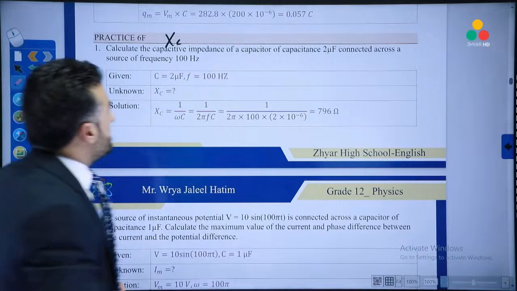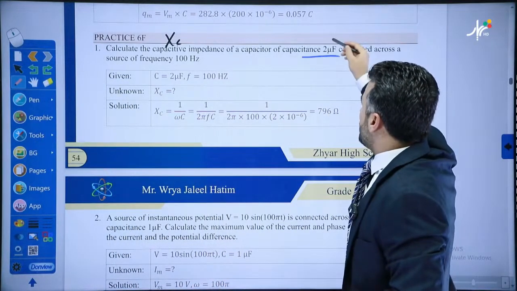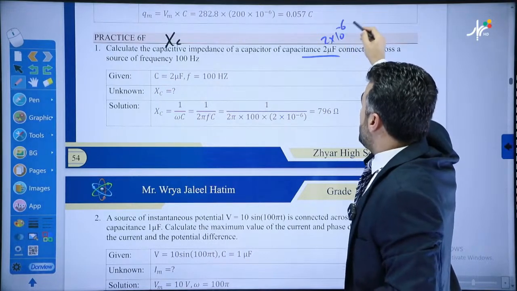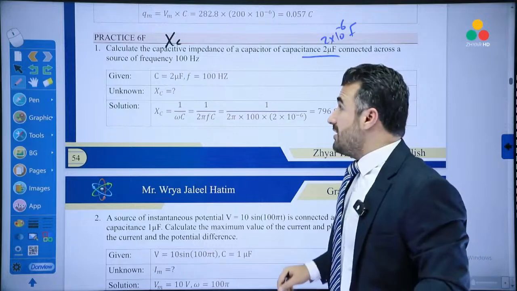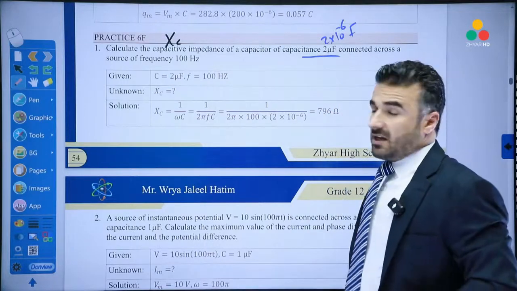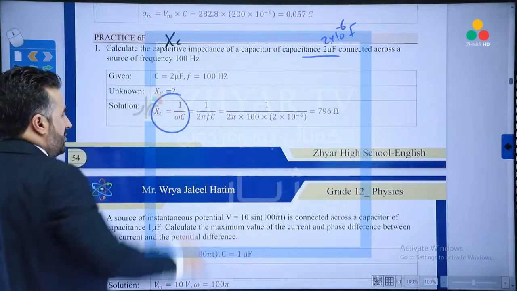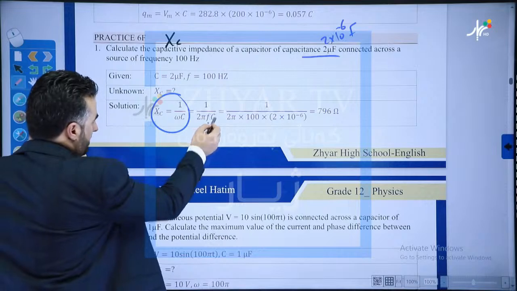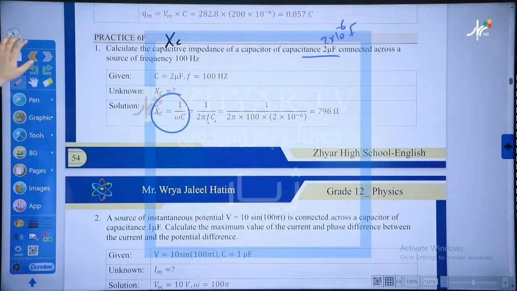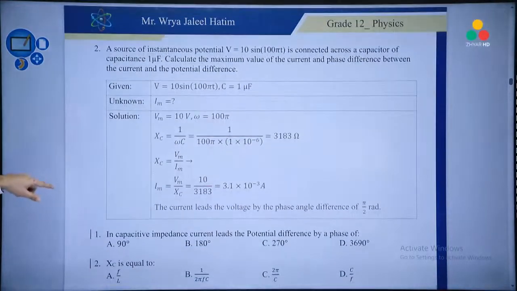All right, it says a capacitor of capacitance, we have 2 microfarad, that is 2 times 10 to the power negative 6 farad, and then connected across the source of frequency of 100 hertz. So you have the frequency, you have the capacitance of the capacitor, then of course you can easily find this. That is just the application of the equation. You plug in the numbers, and then of course you can do that. This is the frequency, this is the value for C. Then plug in the numbers, of course you'll find the answer. Easy enough.